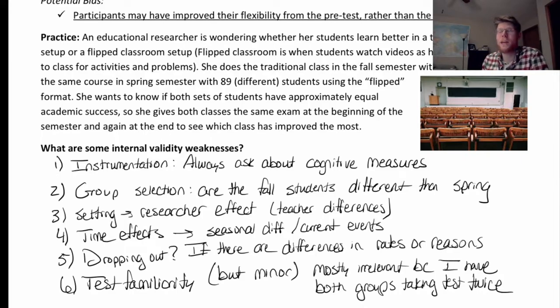I would also note that there's things that we can do to check some of these. So for example, instrumentation, we wrote it down as a question to ask. It might be that this is a validated instrument, or we could use a validated instrument, so it's not necessarily an issue. Group selection. Again, there's things that we could do.